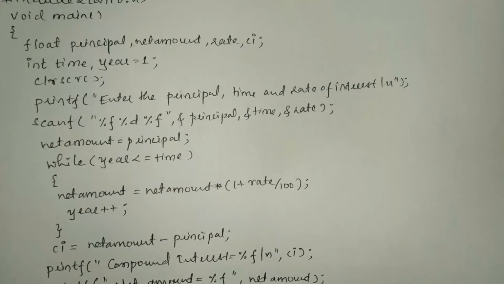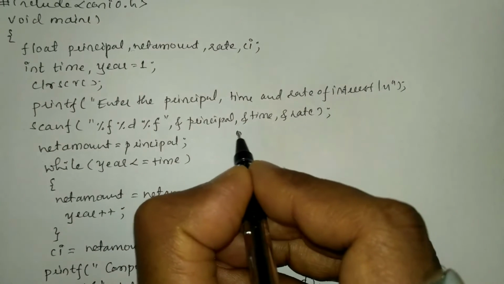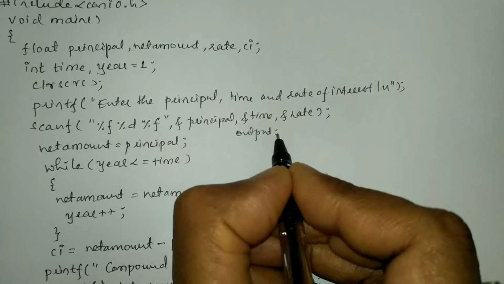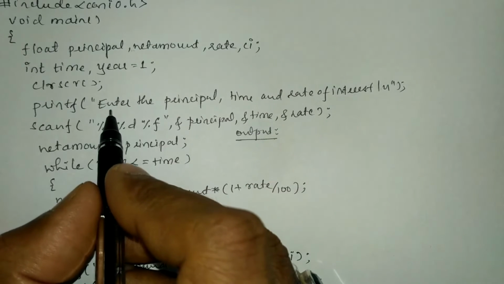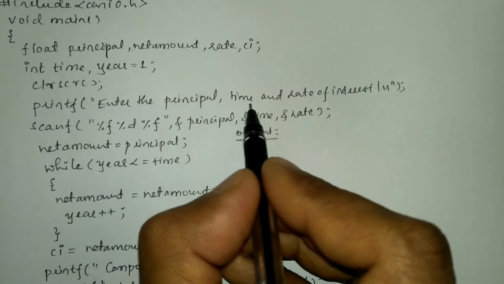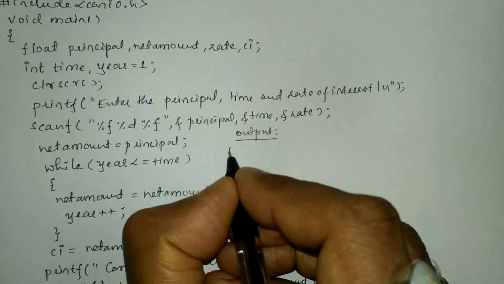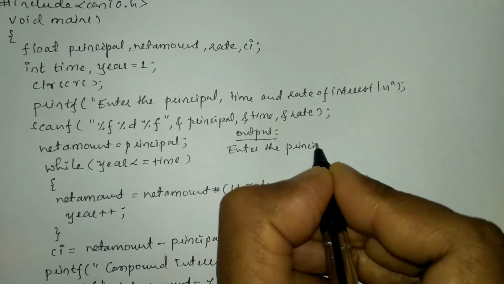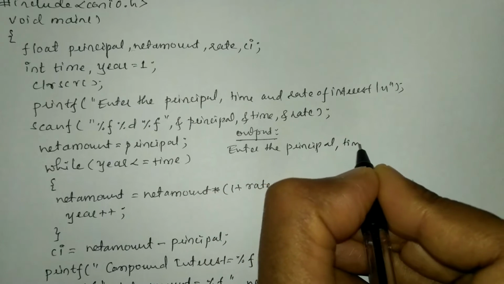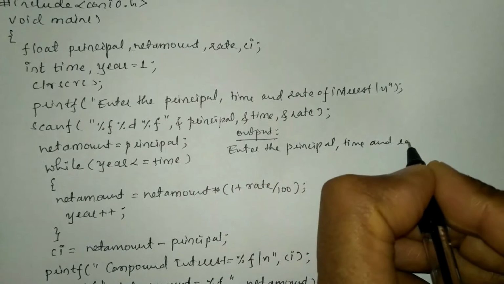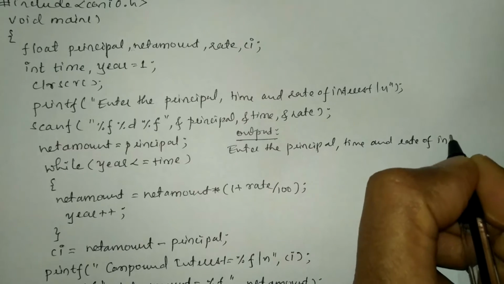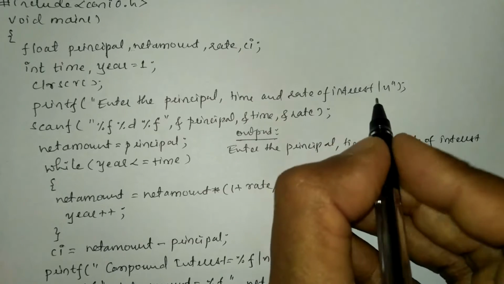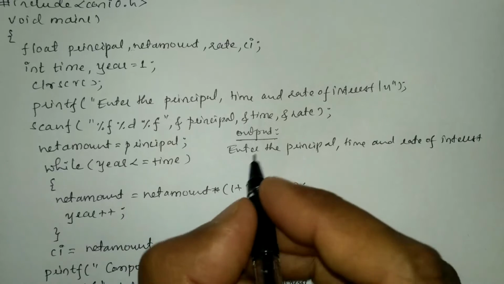Now let us take an example. Here I'm going to write output. So once we compile and run this program, it will ask the user to enter the principal, time and rate of interest. Here I'm going to write: enter the principal, time and rate of interest. So just because of this backslash n, the cursor comes down to the next line.